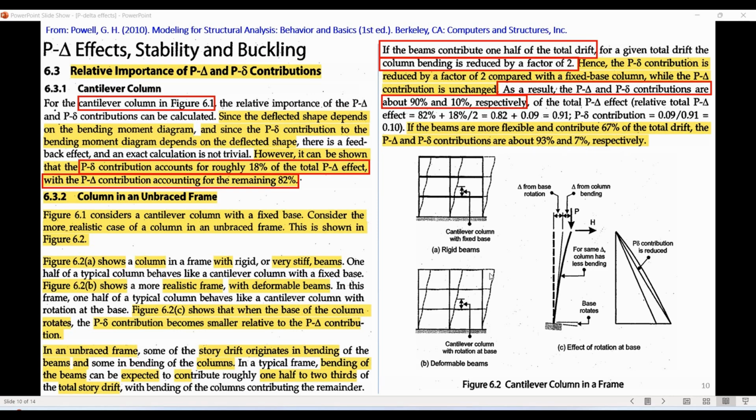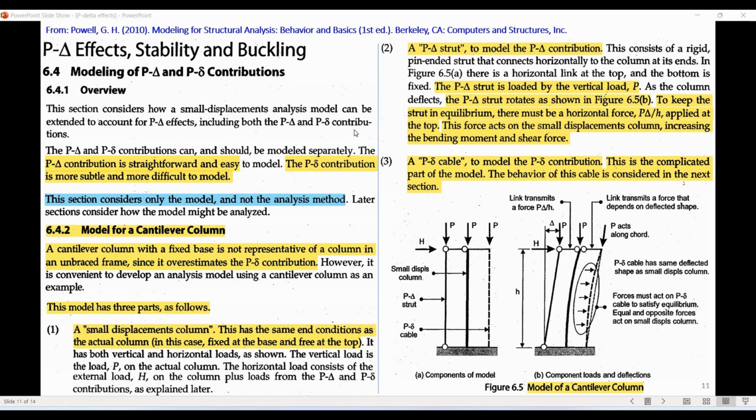Hence, if we take into account the flexibility of the beams and at the same time the rotation that could happen at the base, we will have less bending now in this column due to the rotation, and hence the P small delta contribution is reduced. Because the P small delta contribution to the bending moment diagram depends on the deflected shape of the column. Hence, we got now less deflection, and that's why we will get less contribution from the P small delta. Okay, guys?